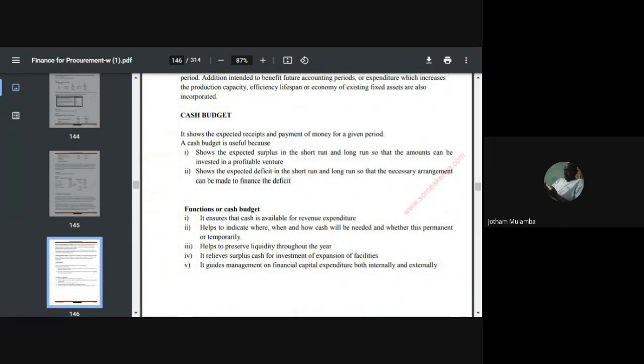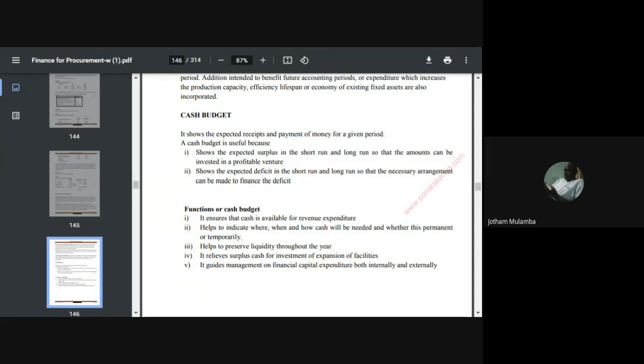The cash budget is the expected receipts and payments of money for a given period. It shows the expected receipts and payments of money of a given period. So in this case, the cash budget takes into consideration how much money we are going to receive against how much money we are going to spend. I've said that we'll give much emphasis to this particular budget and we do it practically, because most organizations, most entities, usually suffer a lot not because of not making profit but because of not managing cash. And I'll give you an illustration.